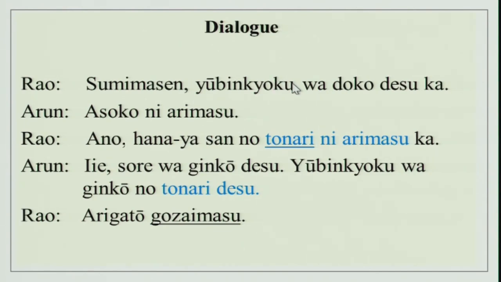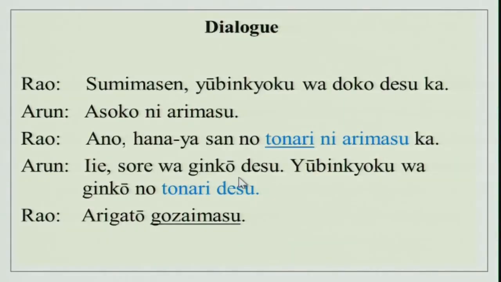Yubinkyoku is post office. Wa doko desu ka? Doko is a question word, interrogative word, which you already know. Asoko ni arimasu. Asoko is over there. It is present over there, at that point. Ano hanaya no tonari ni arimasu ka? Is it over there next to the flower shop? No, iie, that is a bank. Sore wa ginko desu. Yubinkyoku, the post office, wa ginko no tonari desu. It is next to the bank.